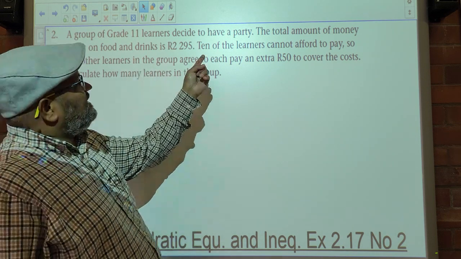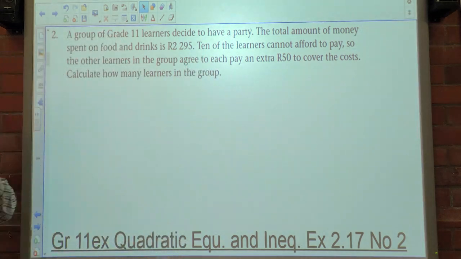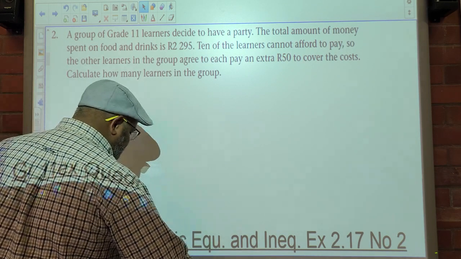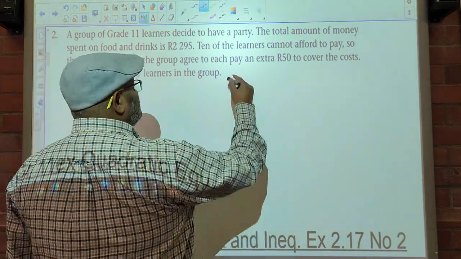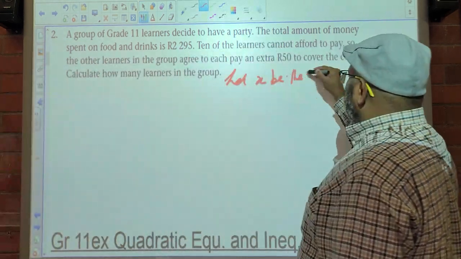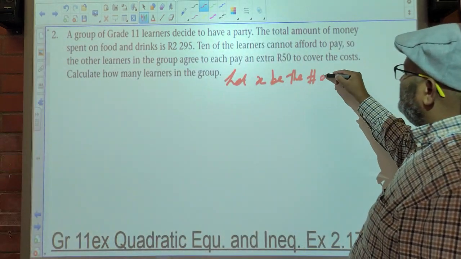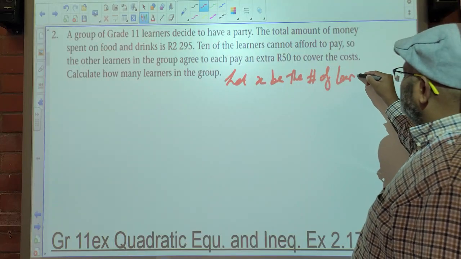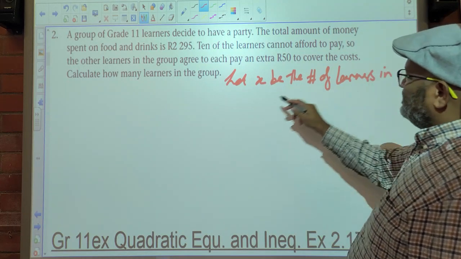So now we are told that 10 of the learners cannot afford to pay. So the other learners in the group agreed each to pay an extra 50 rand to cover the cost. Nice. Calculate how many learners are in the group. So where do we start? We say let x be the number of learners in the group.